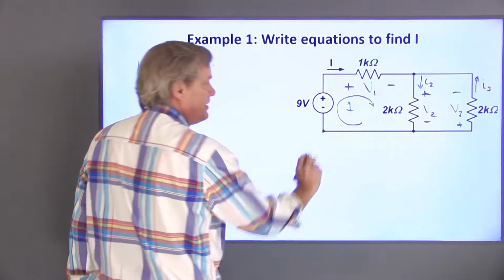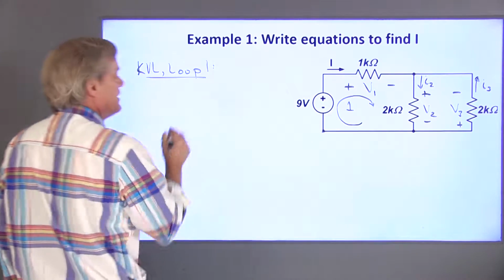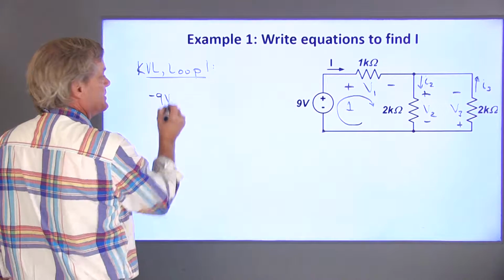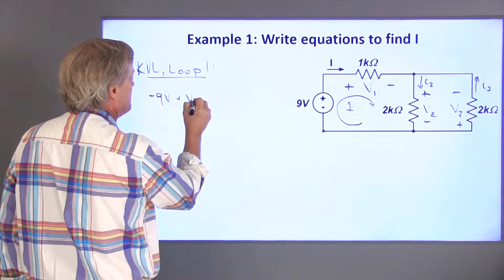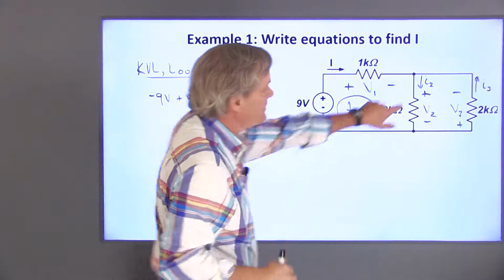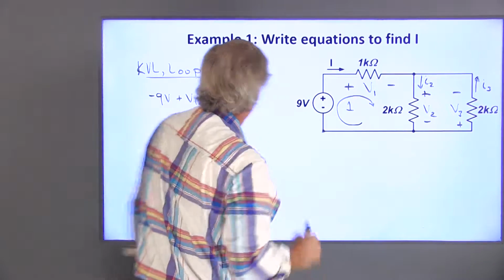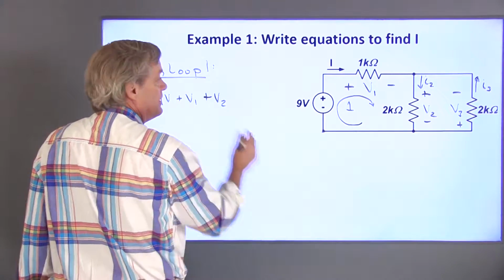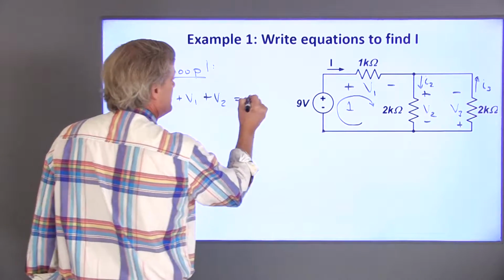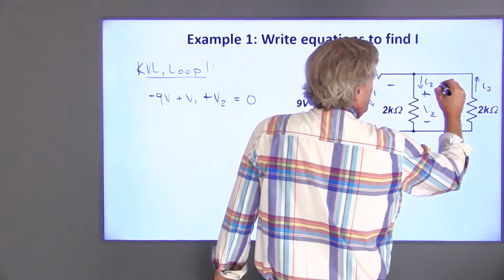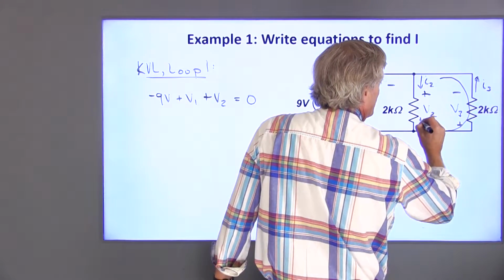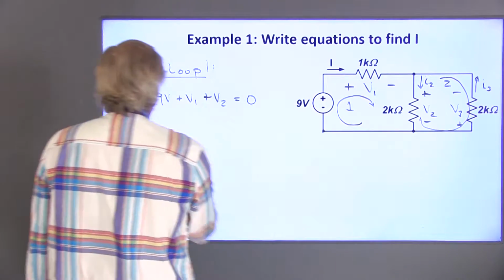If I start down here, going this direction, I see the negative terminal first, so that's minus 9 volts. I see the positive terminal on V1 next, so that's a positive contribution. And I see the positive terminal on V2 next, so that's a positive contribution. That brings me back to my starting point, so that sums to 0. Next, I think I'll do KVL around this rightmost loop, which I'll call loop 2.